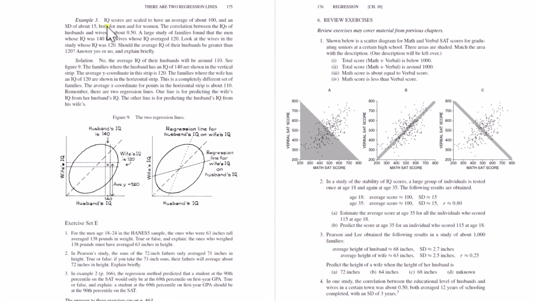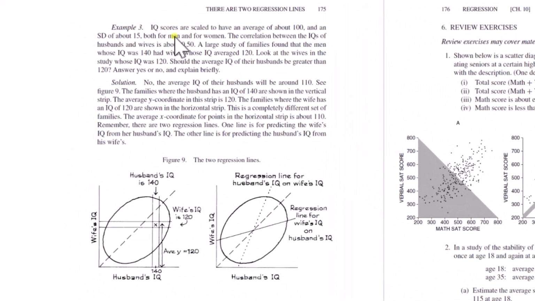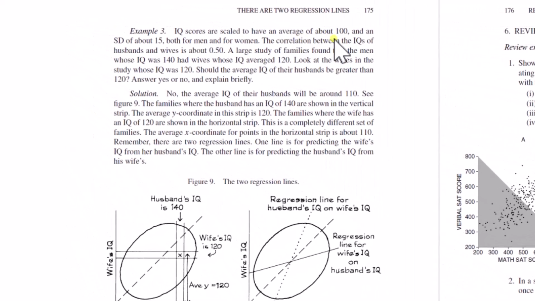Okay, let's take a look at this example. IQ scores are scaled to have an average of about 100 and a standard deviation of about 15, both for men and for women. The correlation between the IQs of husbands and wives is about 0.5. A large study of families found that the men whose IQ was 140 had wives whose IQ averaged 120. Look at the wives in the study whose IQ was 120. Should the average IQ of their husbands be greater than 120?